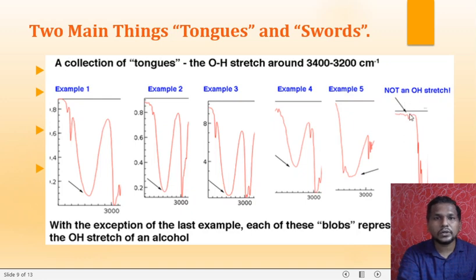However, this is not an OH stretching, it's very small. It is not an OH stretch. So examples 1, 2, 3, 4, yes, these are the OH stretching. However, in this particular region, it is below 3000. And this particular region is around 3200, but we are not going to consider it as an OH stretching. So these are considered as tongues.